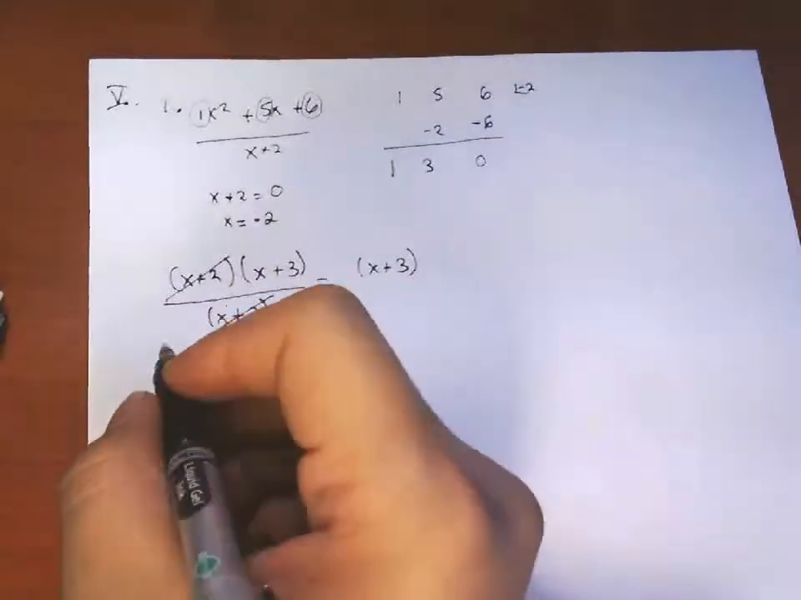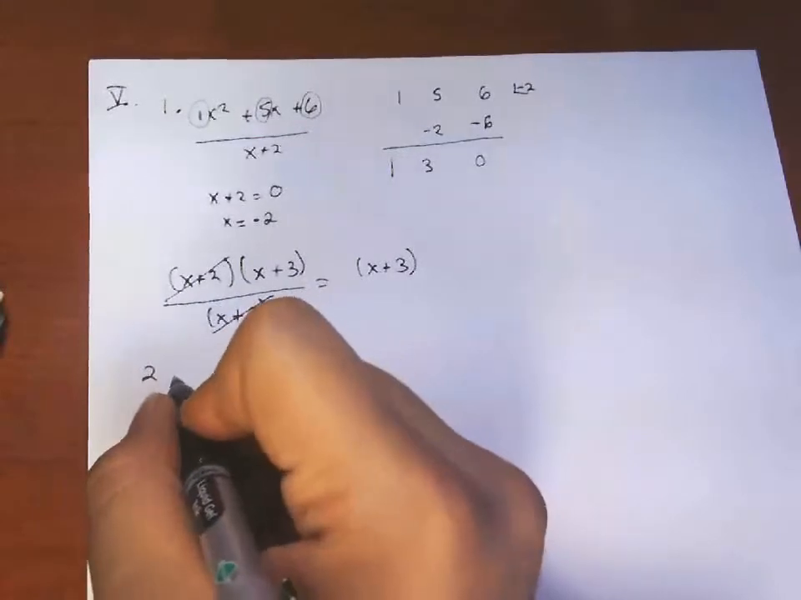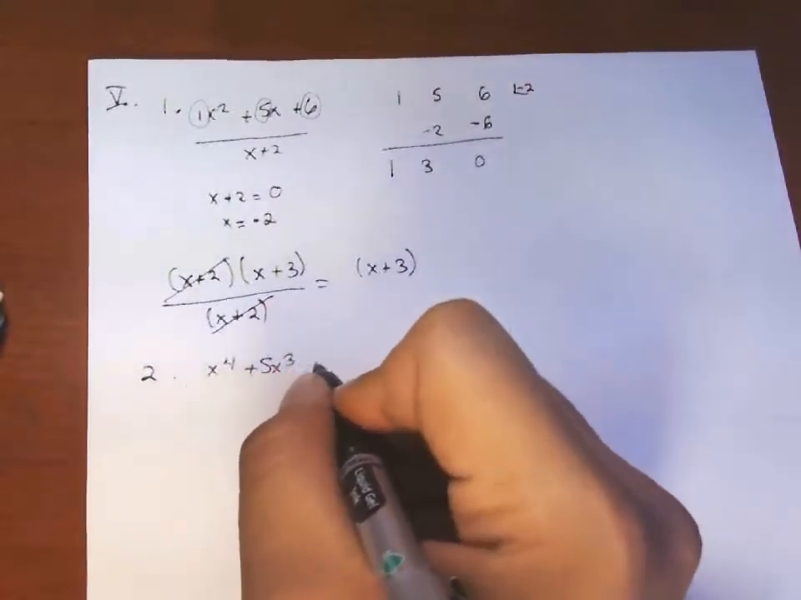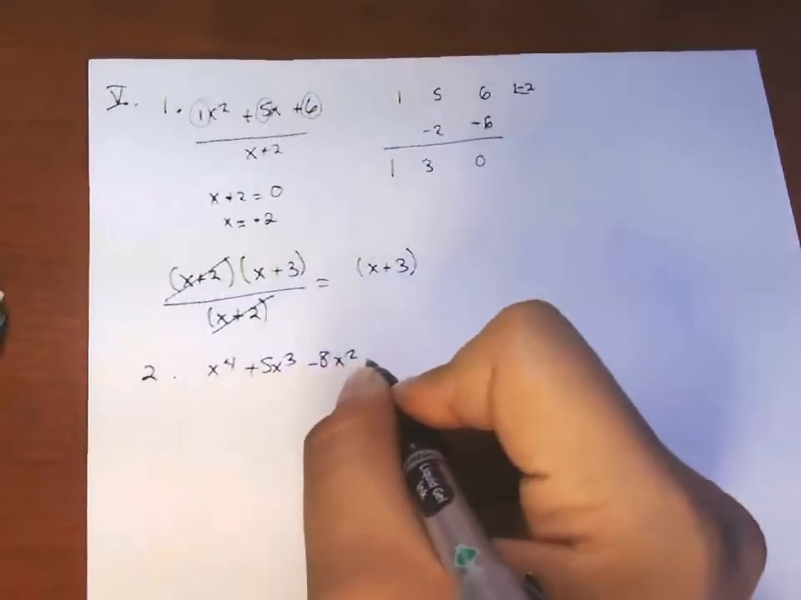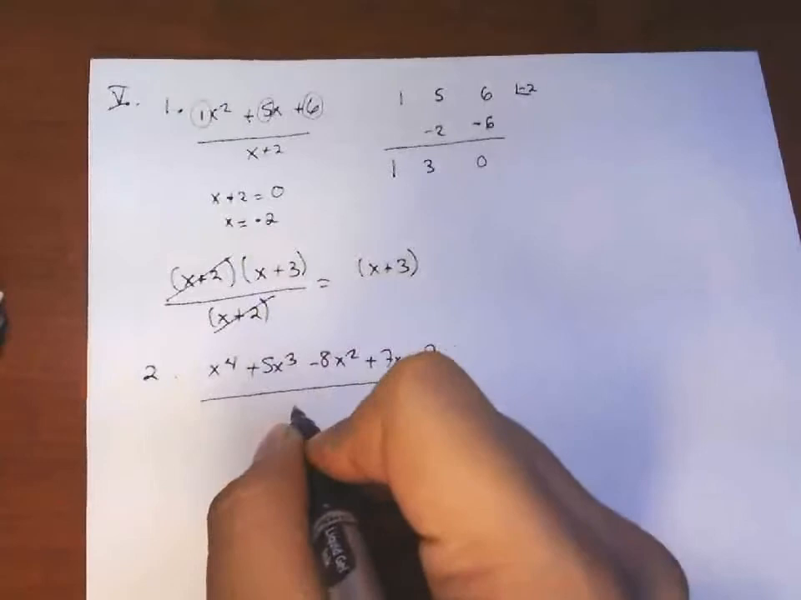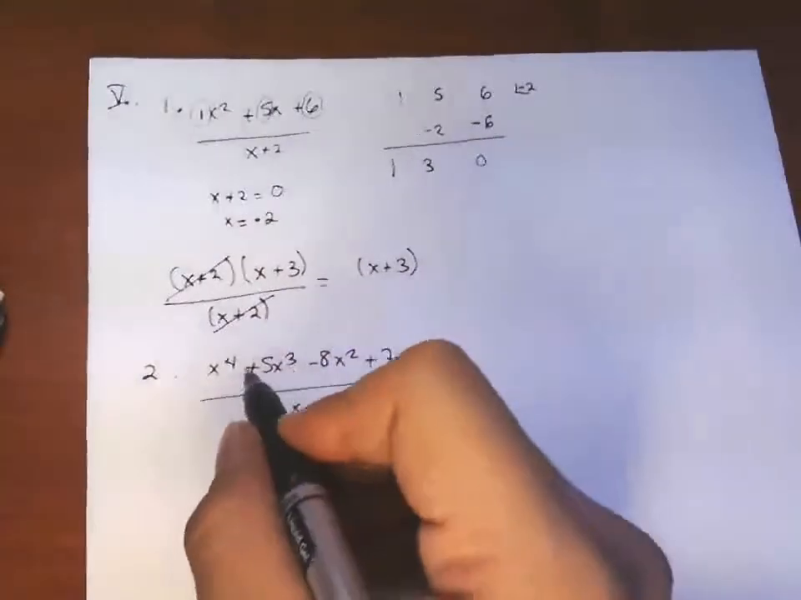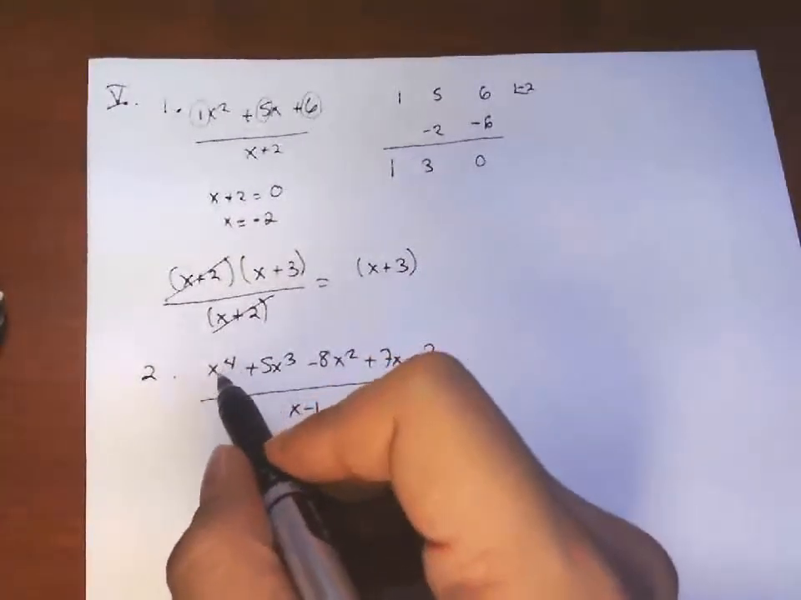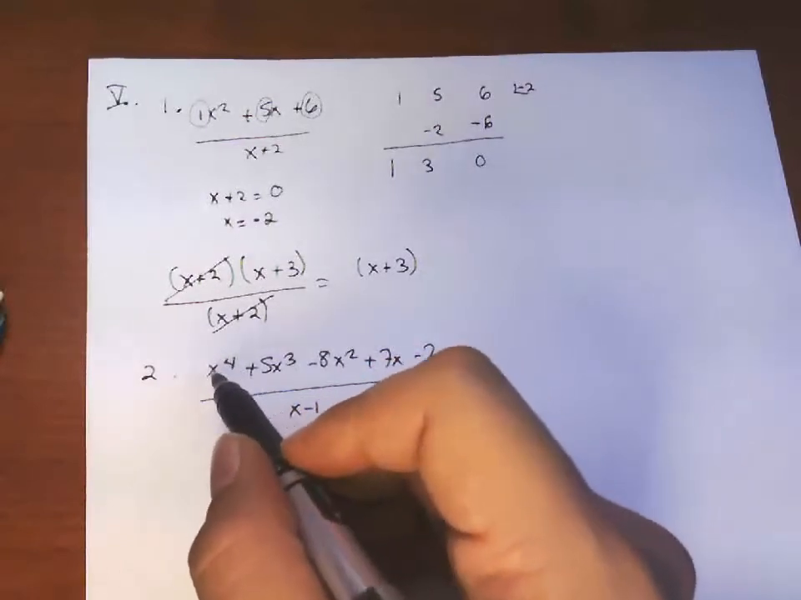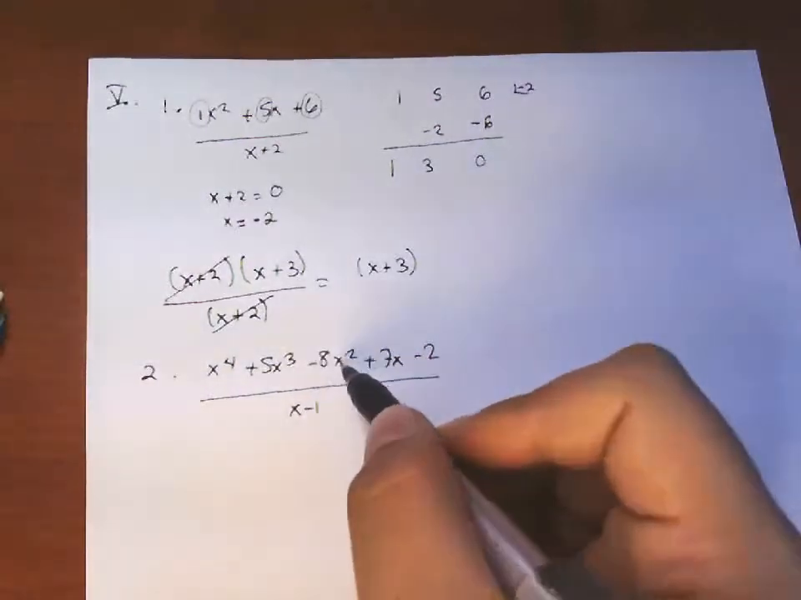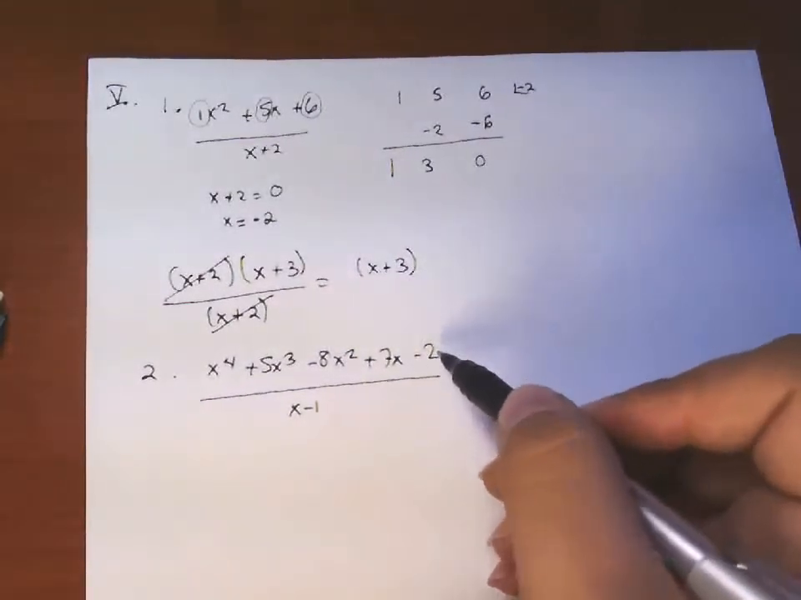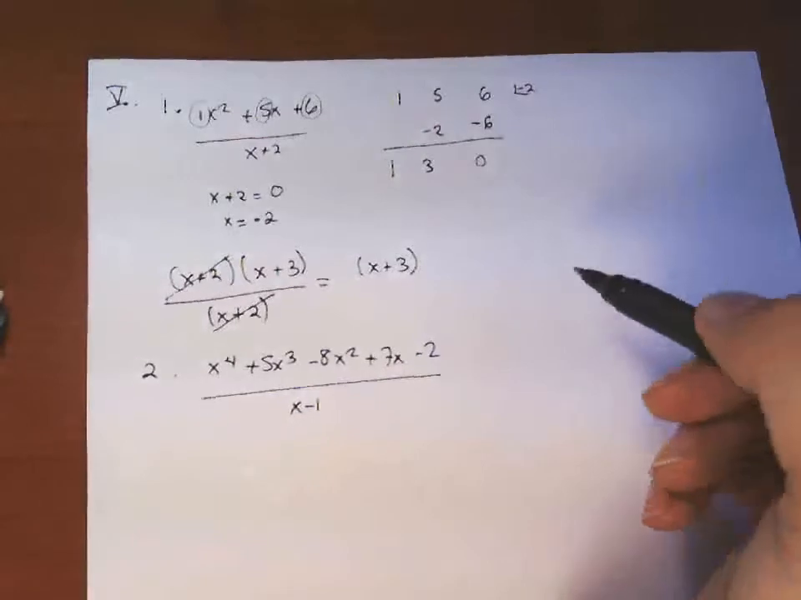Ok, para el número 2 nos dice x cuarta más 5x tercera menos 8x segunda más 7x menos 2, todo sobre x menos 1. Entonces observamos primero que tengamos un factor para cada una de las potencias de la variable, es decir, x a la cuarta sí está, x a la tercera, x a la segunda, x y x a la 0 técnicamente aquí, que lo dejamos como la variable independiente.